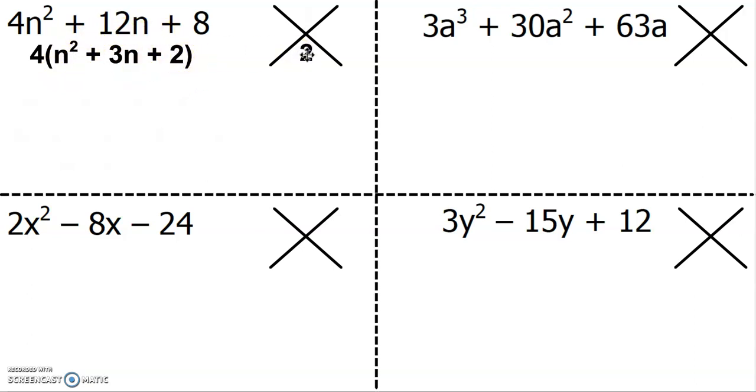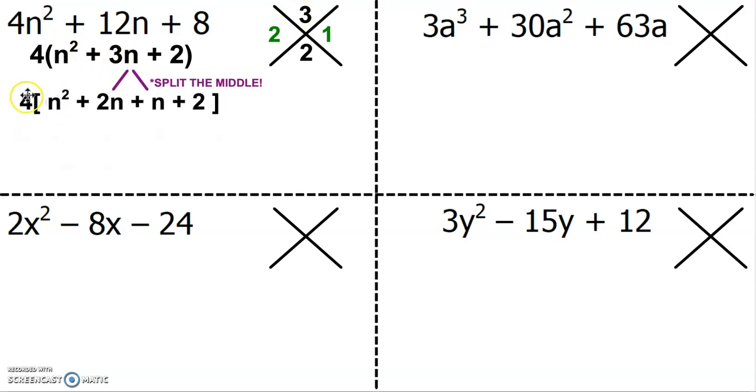We need to multiply to get 2, but add to get 3. So the only factors of 2 are 1 and 2. So 1 and 2 multiply together to get 2, but add to get 3. Now I can split the middle, and I'm splitting the 3n up into 2n and n. Bring down the n squared and the 2, and the 4, that's our GCF. We need to carry that with it because it is a factor of that polynomial.